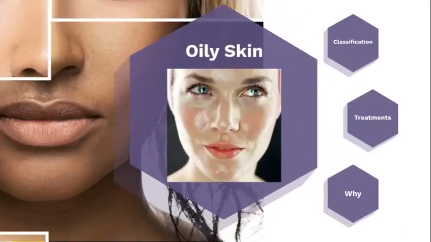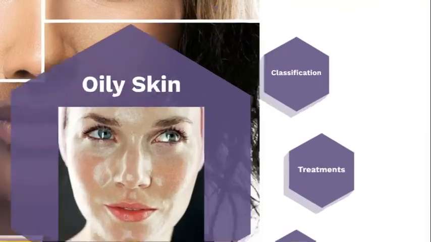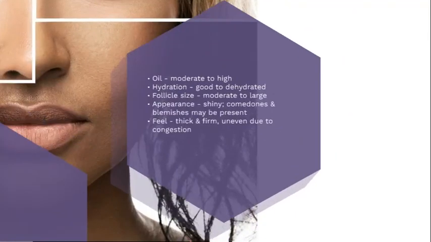Our next one is going to be oily skin. So, oily skin is going to have moderate to high oil production. The hydration is going to be good to dehydrated. Your follicle size is going to be moderate to large, and the appearance is going to be shiny. You're going to see a lot of those comedones.